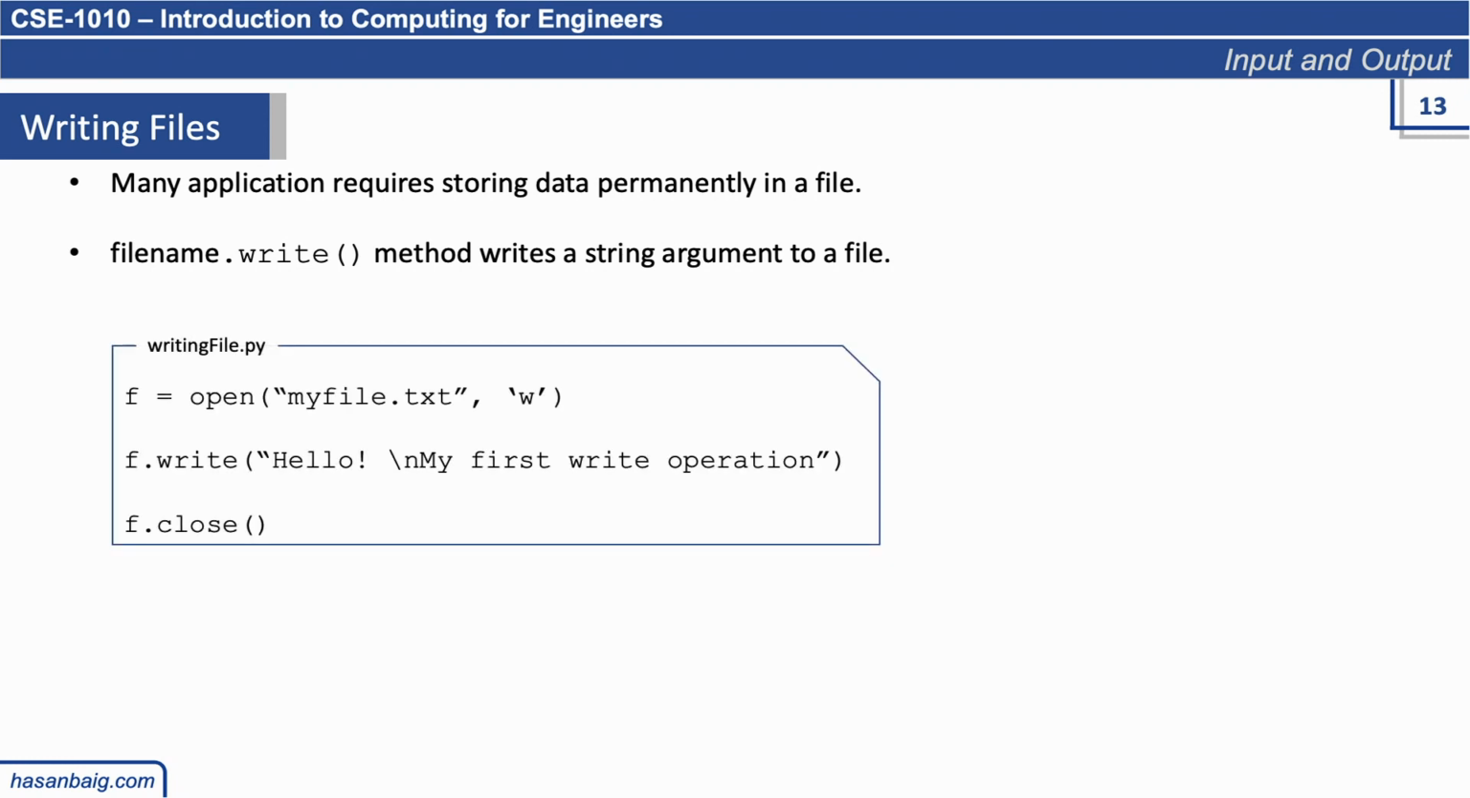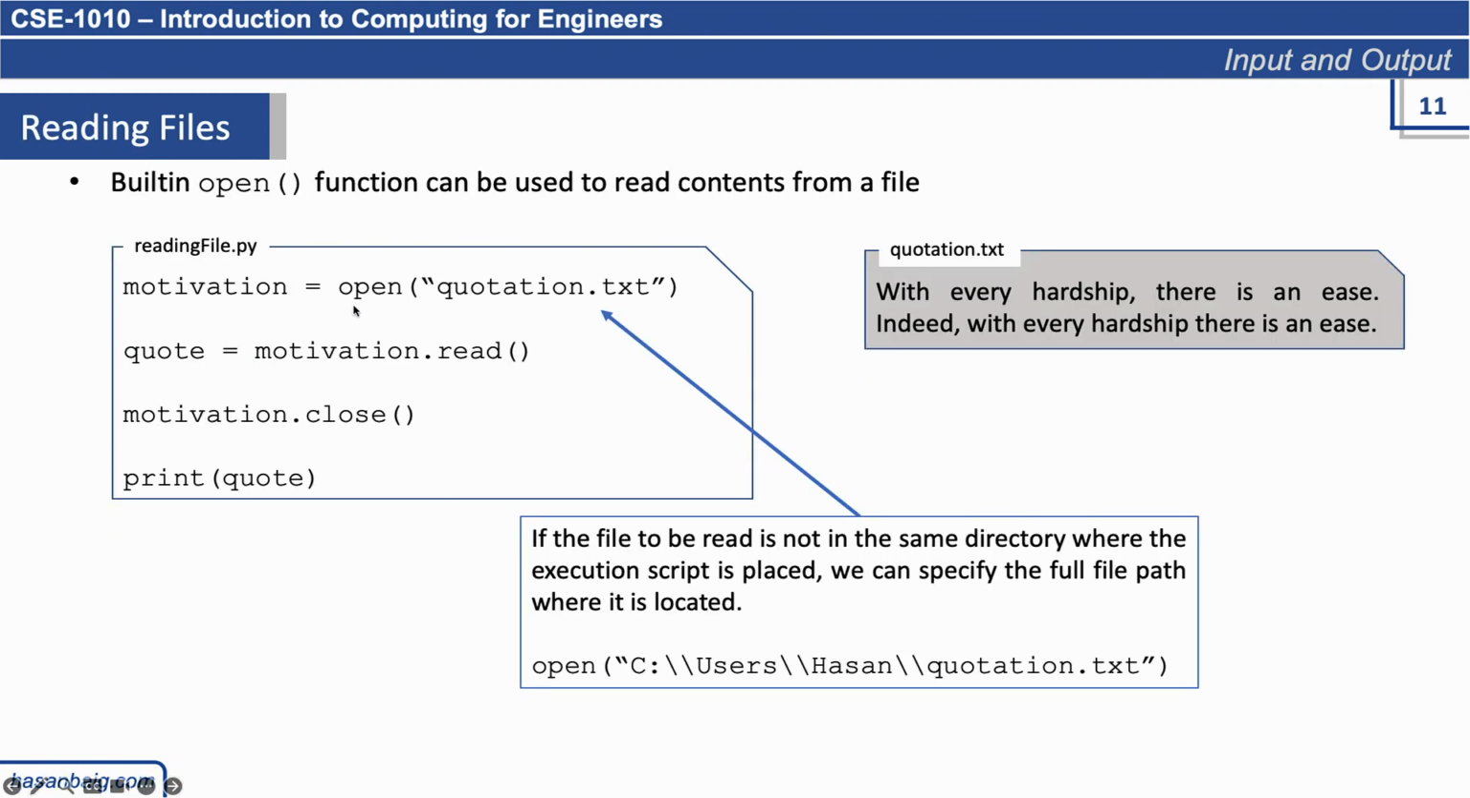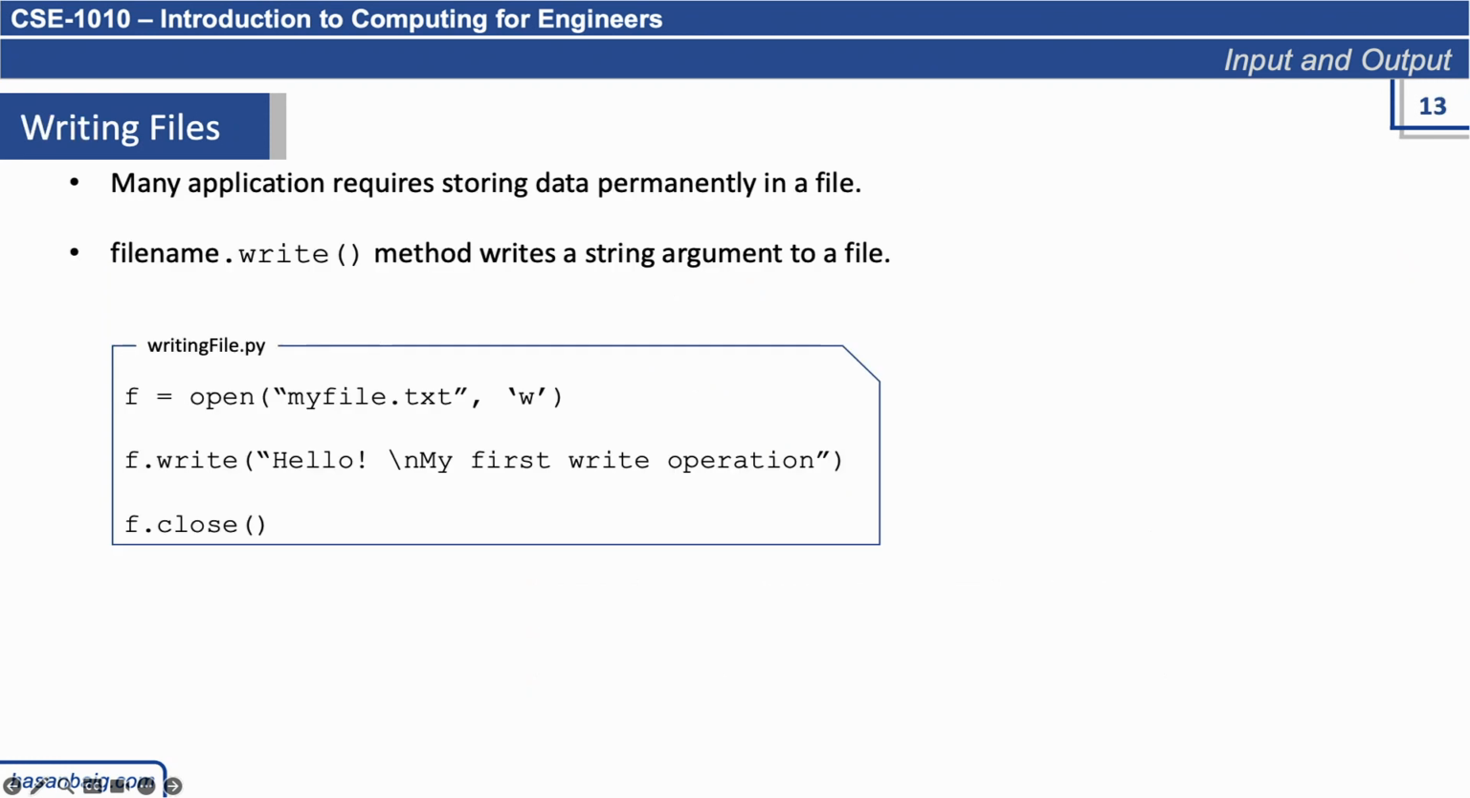So this is a simple program which uses the open method to open the file named myfile.txt, and we have to specify the mode. We are using the same open method as before. When we do not specify the mode, the default behavior of the open method is to read the file. So here we are specifying w, which corresponds to writing. When we specify w, it means we want to write into this file.